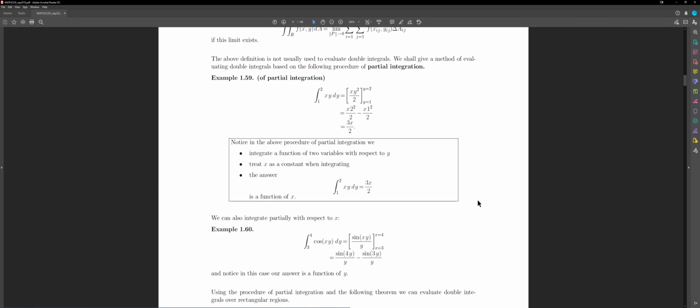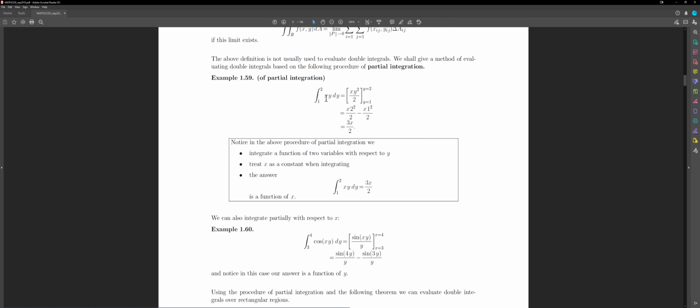Right, so we saw the interpretation of a double integral. Now we want to start looking at how to actually calculate the double integral, how to work it out. The first thing that we would need is something called partial integration. Let's just do an example of partial integration.